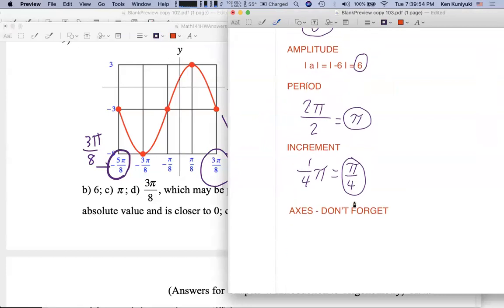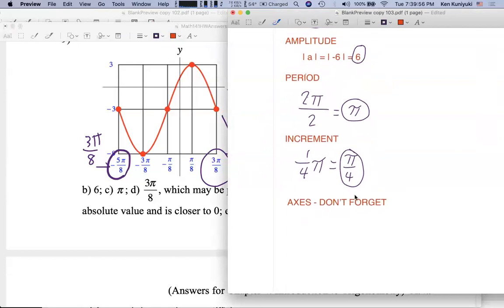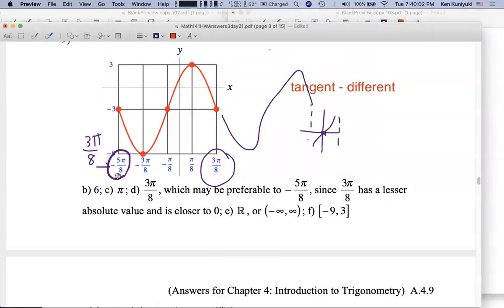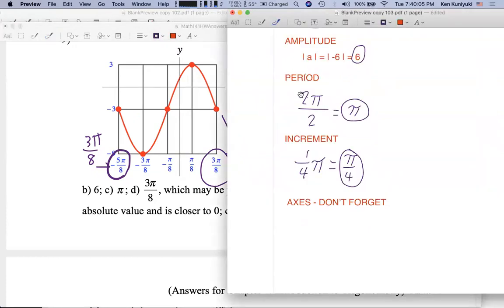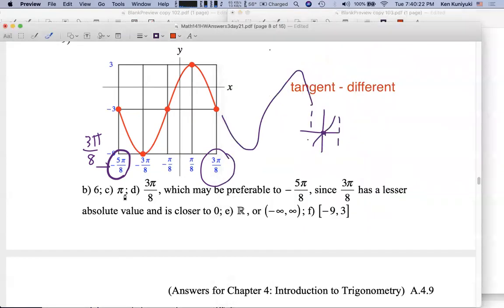The increment's pi over 4, all right? But wait a minute, negative 5 pi over 8 is in eighths. So folks, it might be actually better to think of the increment as 2 pi over 8, because we like to have that common denominator, all right? And the point of the increment is to add. The point is we want to add this thing, all right? So for all practical purposes, you want to add 2 pi over 8 to get each new grid line, the x-coordinate for each new grid line.